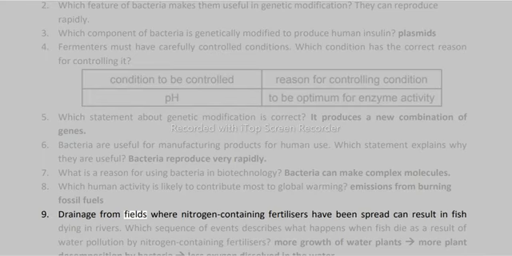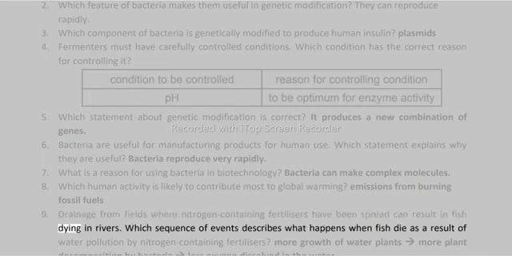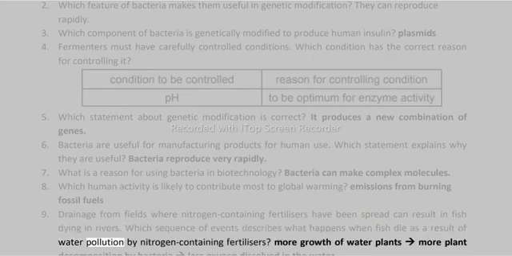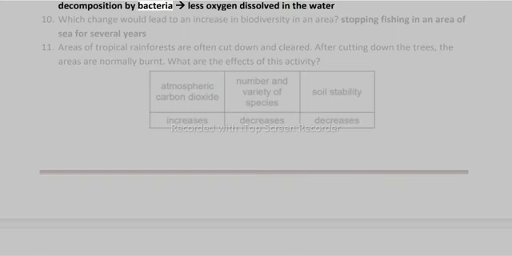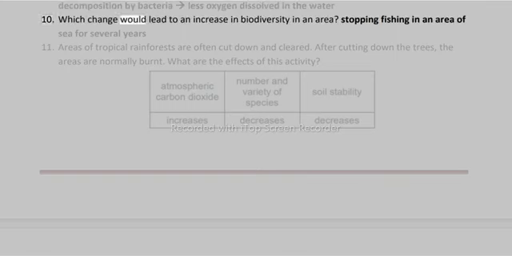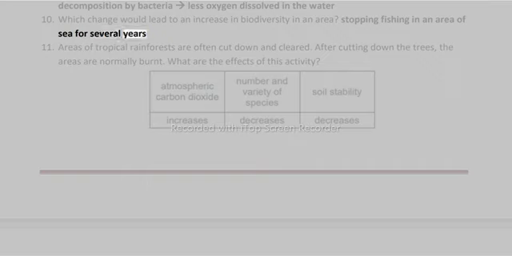9. Drainage from fields where nitrogen-containing fertilizers have been spread can result in fish dying in rivers. Which sequence of events describes what happens when fish die as a result of water pollution by nitrogen-containing fertilizers? More growth of water plants, more plant decomposition by bacteria, less oxygen dissolved in the water. 10. Which change would lead to an increase in biodiversity in an area? Stopping fishing in an area of sea for several years.